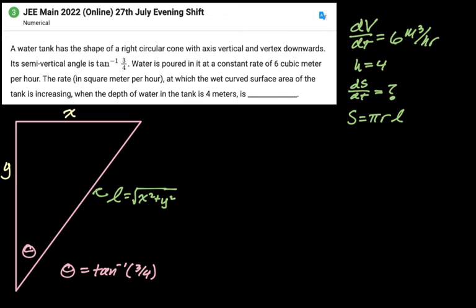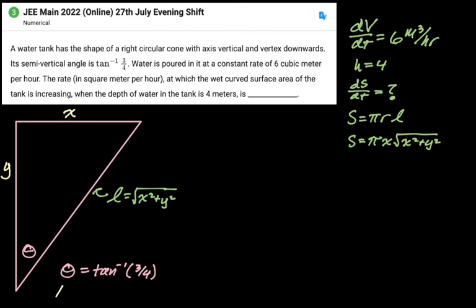Obviously, this exam does not provide it, though, so make sure you know it if you're actually taking the JEE Mains. All right, so that means we can rewrite this as just pi. The radius is x in my drawing, and then the square root of x squared plus y squared is L. All right, what more information do we know?